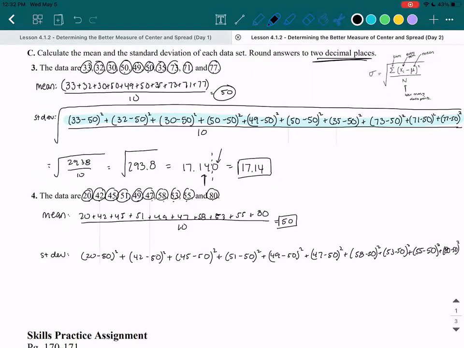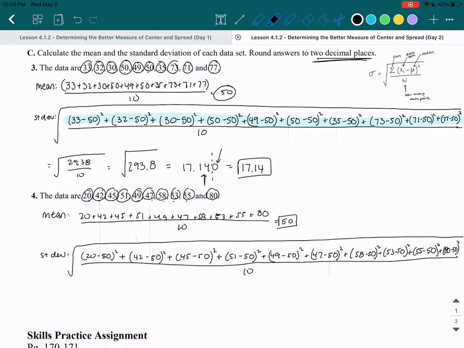Okay, so once you've added up every single number minus the mean, divide it by how many numbers there are. In this case, there were 10 numbers. Remember, we counted over here, 10 numbers. And then you're going to take the square root of everything. Wonderful. All right, so let's type it in our calculators.